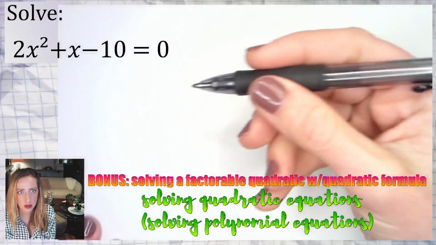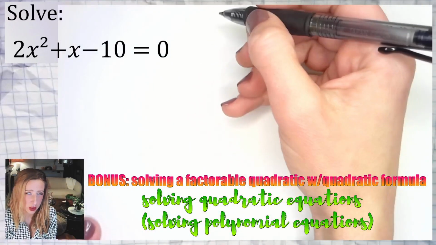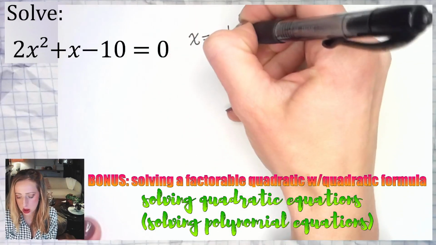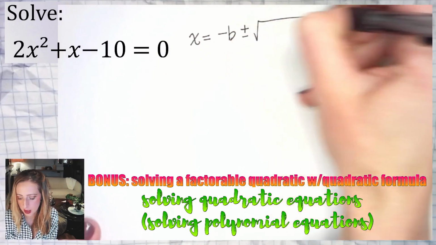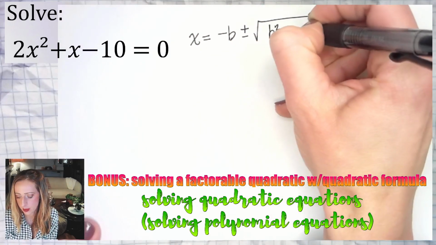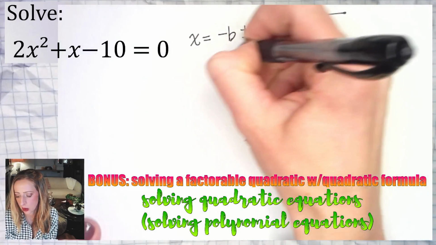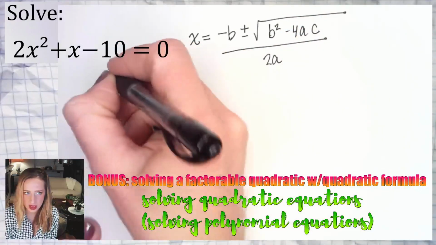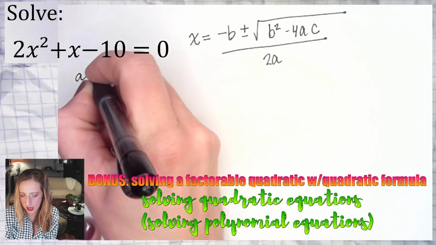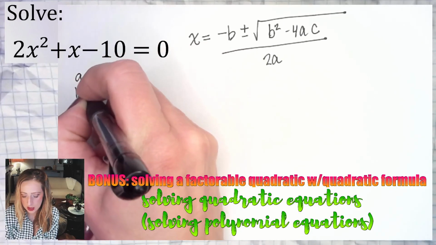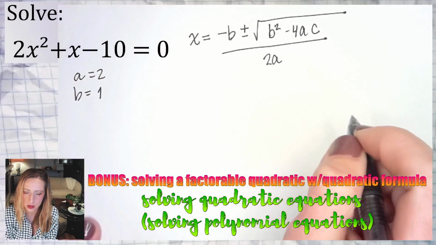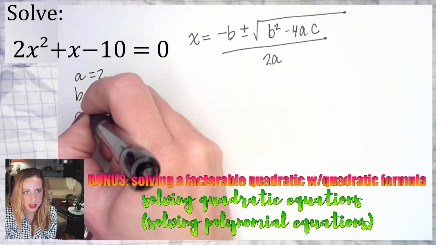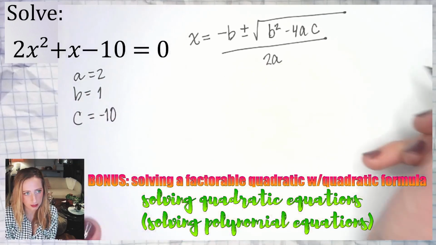In the previous video, you should have seen that I solved this by factoring. Now, what if we didn't realize it was factorable and we said, let's just dive right in. Negative b plus and minus the square root of b squared minus 4ac all over 2a. All right, so what are a, b, and c going to equal? a is equal to 2, b is equal to 1, not x. Please don't say x. It's not x. Stop doing that. And c is equal to negative 10.